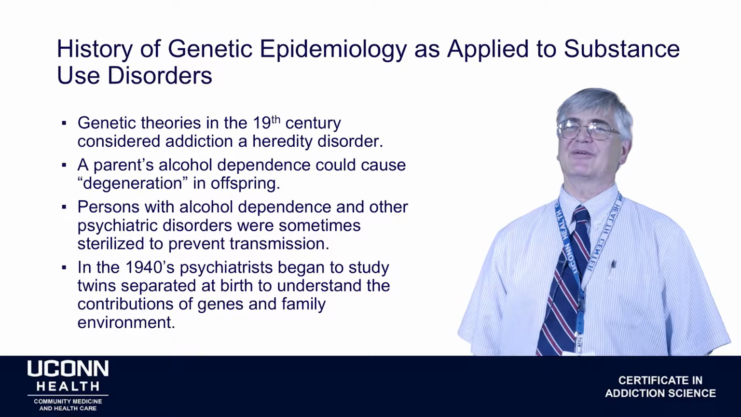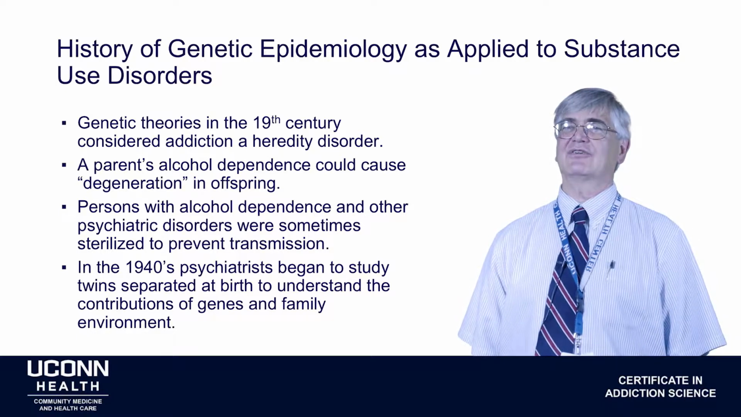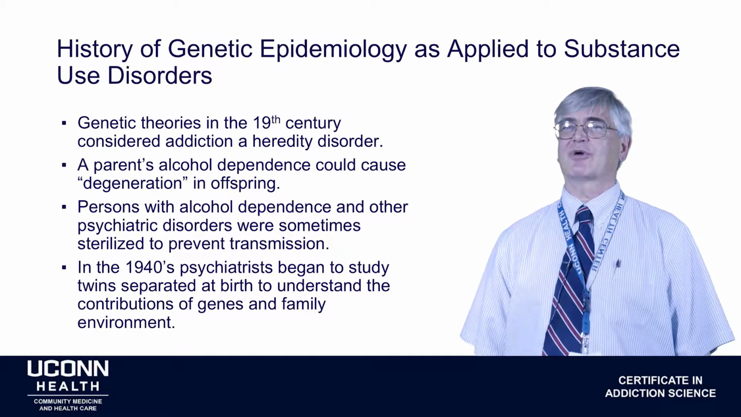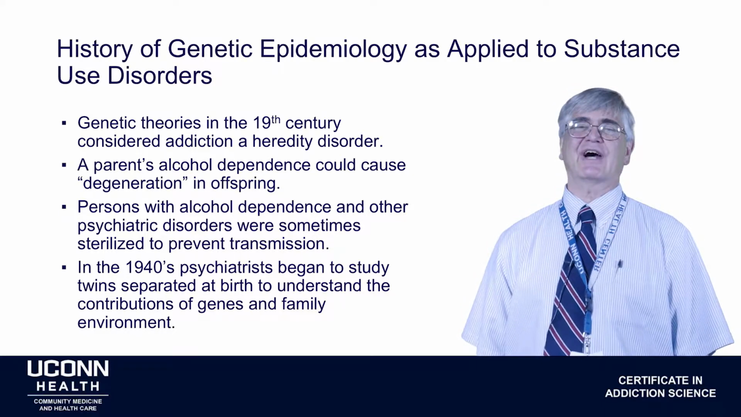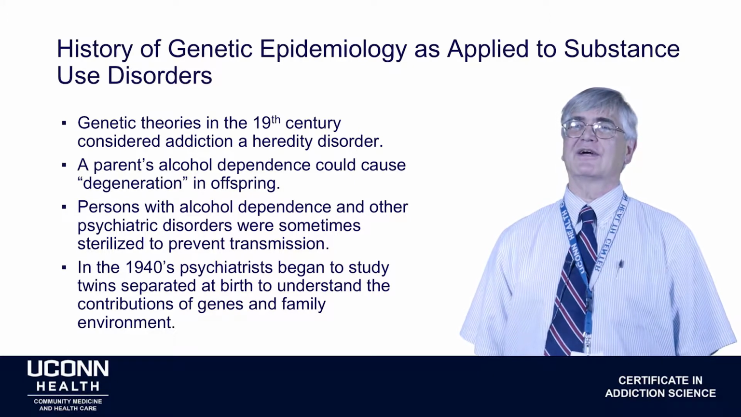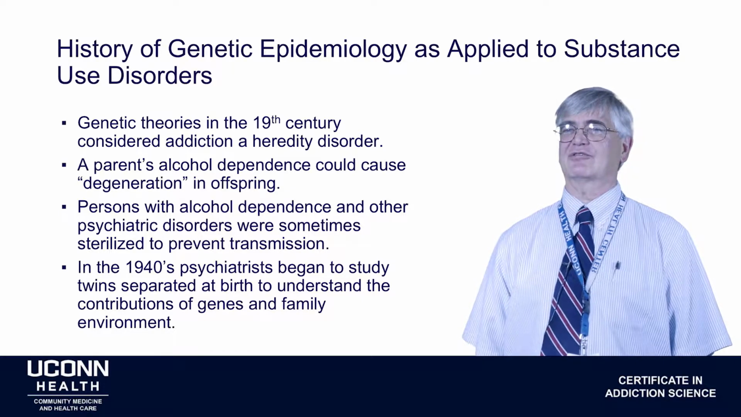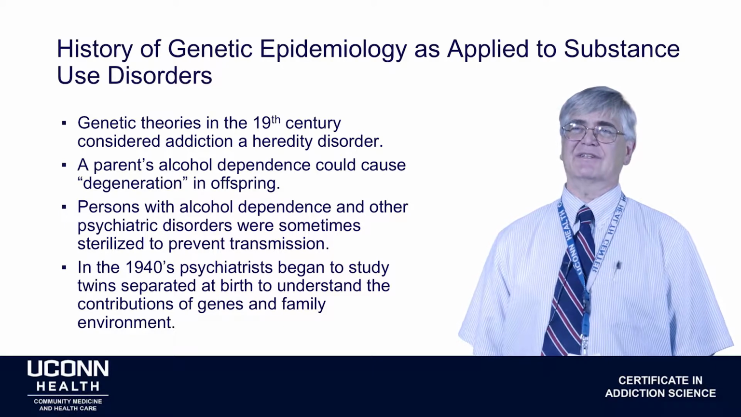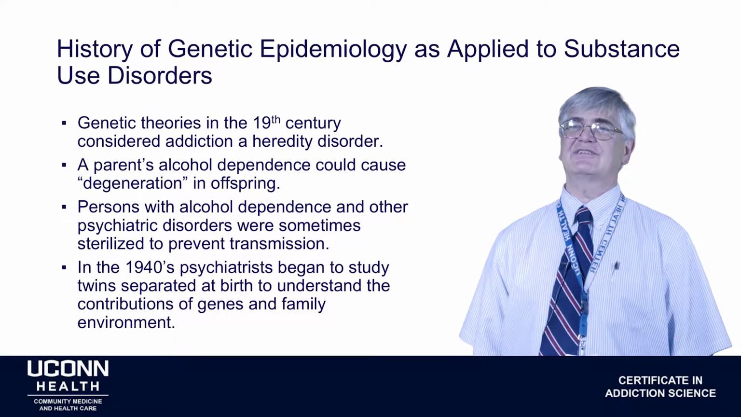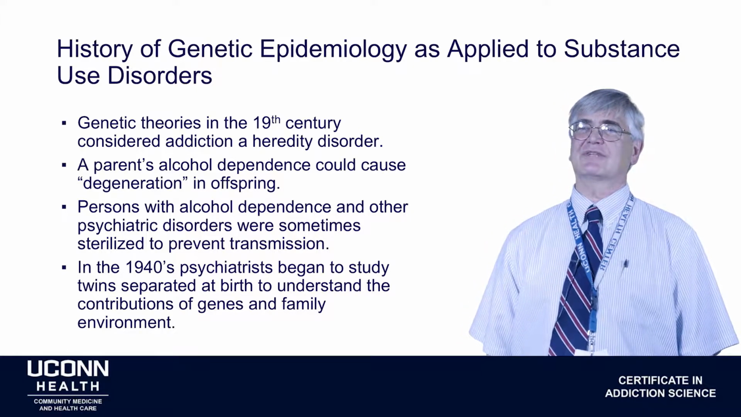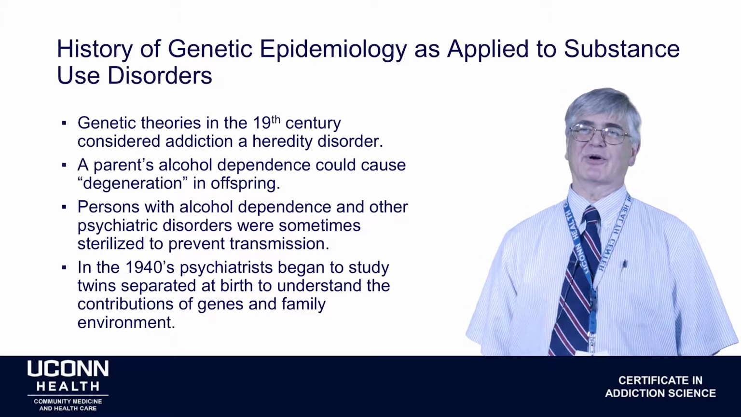Back many years ago in the 1800s, and sometimes even as late as into the 1900s, persons with alcohol dependence or other psychiatric disorders were sterilized, often by a court order, in order to prevent the transmission further within a particular family. We began to understand more about the genetics in the 1940s as psychiatrists began to study twins in particular who were separated at birth.